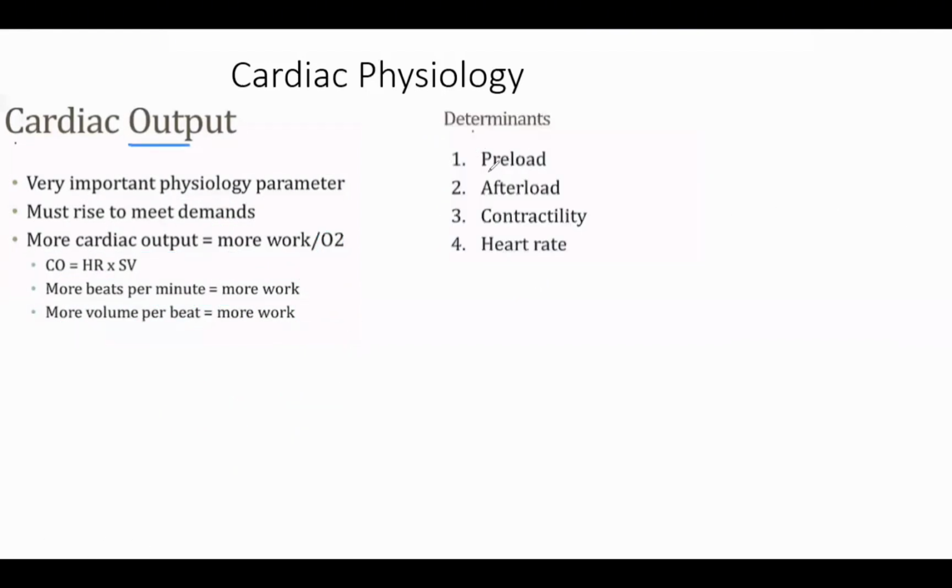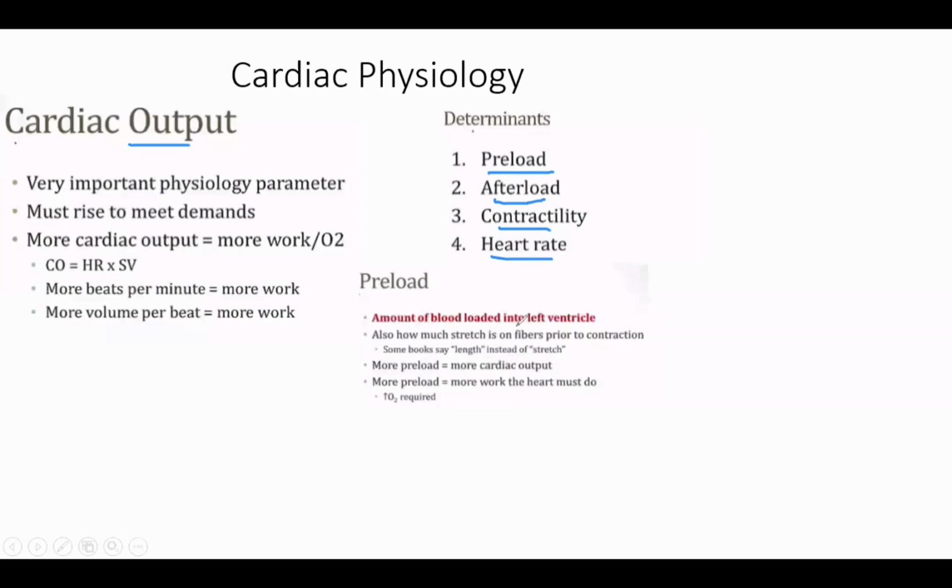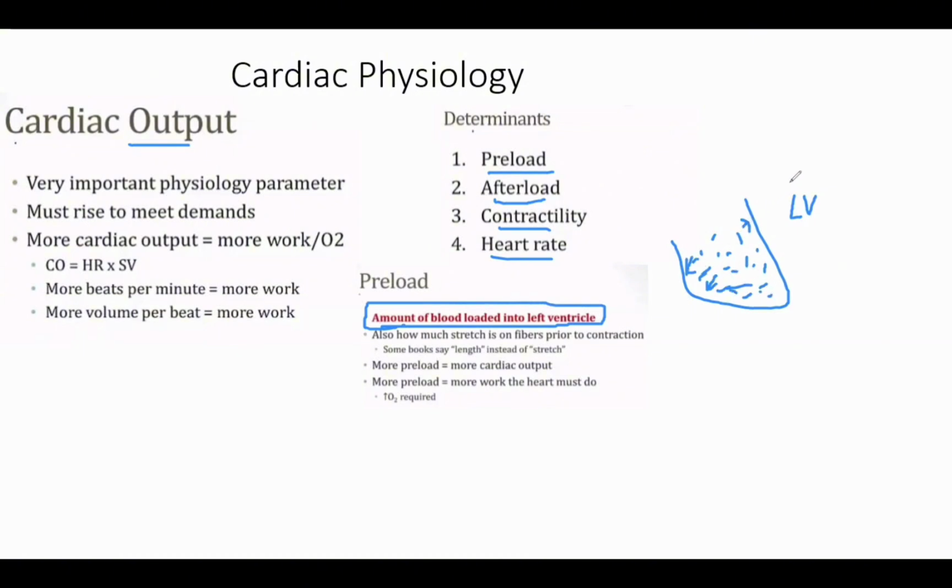The determinants of cardiac output are preload, afterload, contractility, and heart rate. Preload is basically the amount of blood located in the left ventricle. Now this is the heart, the left ventricle, and here the amount of blood present before the contraction is called end-diastolic volume. Because of this end-diastolic volume, the load it applies on the heart wall before contraction is known as preload.